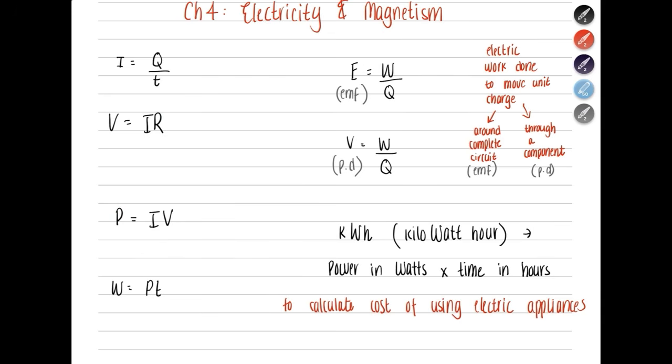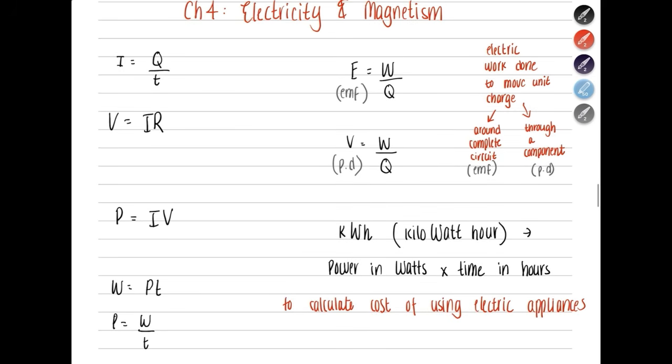Then work equals power multiplied by time, because power is basically work done per unit time, remember? So you can also write it like this. I'll remove this to make it easier to remember. On the other side, you have the equations for EMF and potential difference.